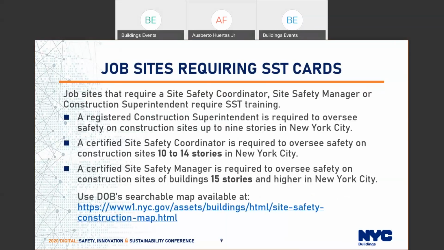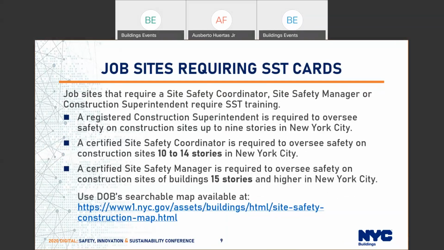Local law also requires the issuance of a site safety training card. These cards are needed for all the active sites requiring a site safety professional. A construction superintendent is required to oversee safety on construction sites up to 9 stories.